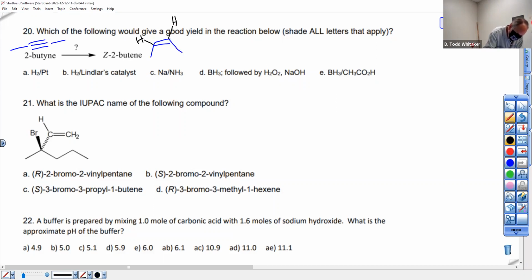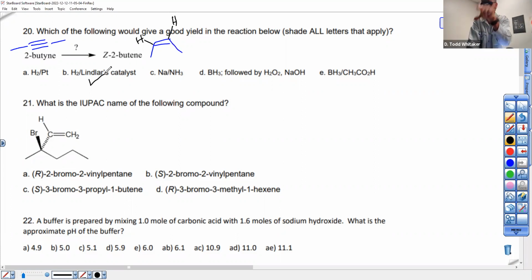I know H2 and Lindlar's catalyst does this. Oh, that's one of the choices. But there's another choice that gives the same result. It's called hydroboration/protonolysis. Not hydroboration oxidation, which is also listed. That would give a ketone in this case.